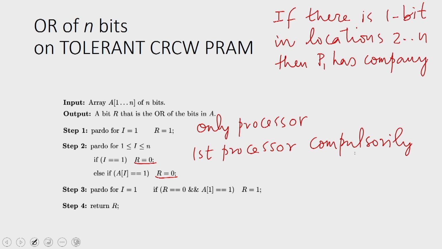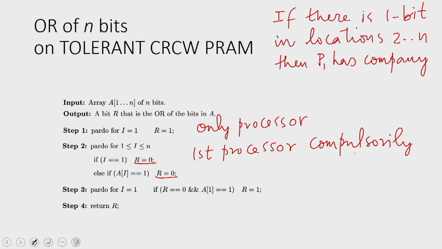The second case is where there is at least one 1 in positions 2 to n, in which case in step 2 processor 1 is going to get company. There will be a write conflict. When there is a write conflict, the content will not change, the content will remain 1 that we had set in the first step. Therefore, at the end of the second step, R will be 1, indicative of the fact that there is at least one 1 in positions 2 to n. If R equal to 1, then we do not do anything and we come out. That is precisely how it should be. There is at least one 1 in positions 2 to n and the result is 1 indeed.